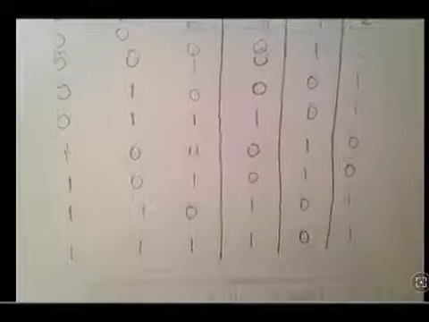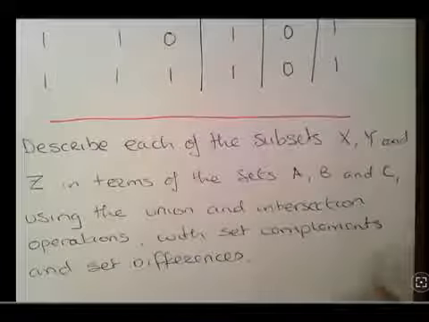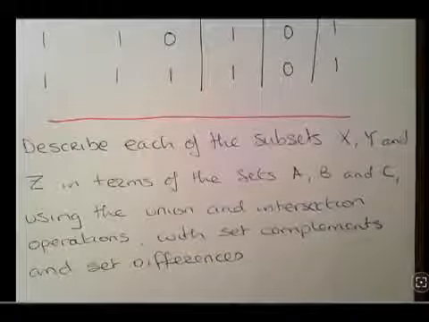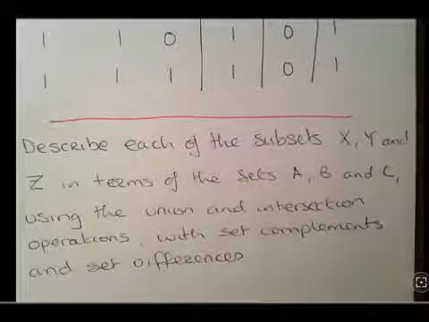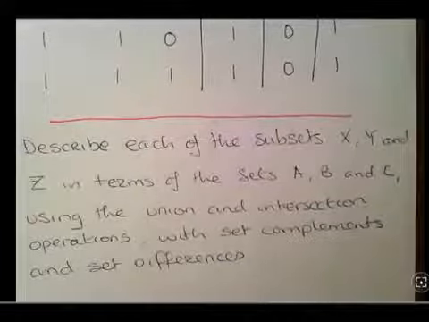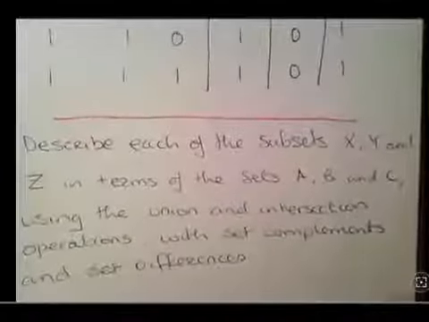So the question formally is: describe each of the subsets X, Y, and Z in terms of A, B, and C using union, intersection operations with set complements and set difference. Okay. So what we're going to do is start off with X.